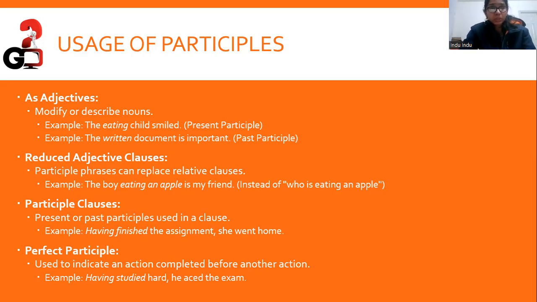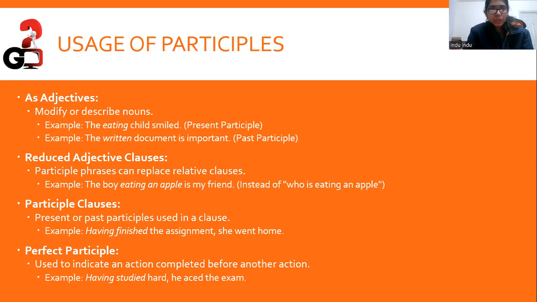Now the participles could be used in participle phrases, which can replace relative clauses, reduced adjective clauses. The boy eating an apple is my friend. So instead of saying the boy who is eating an apple is my friend, you could directly say the boy eating an apple is my friend, right? Here it is again used as an adjective, modifying boy.